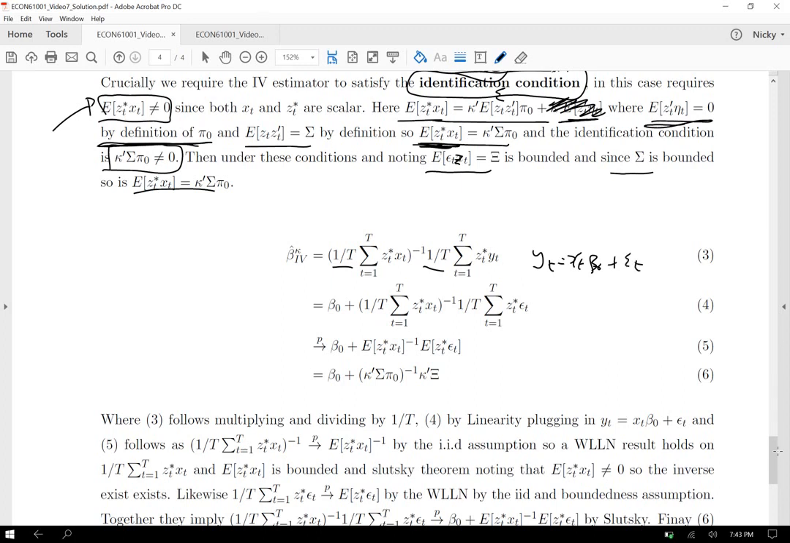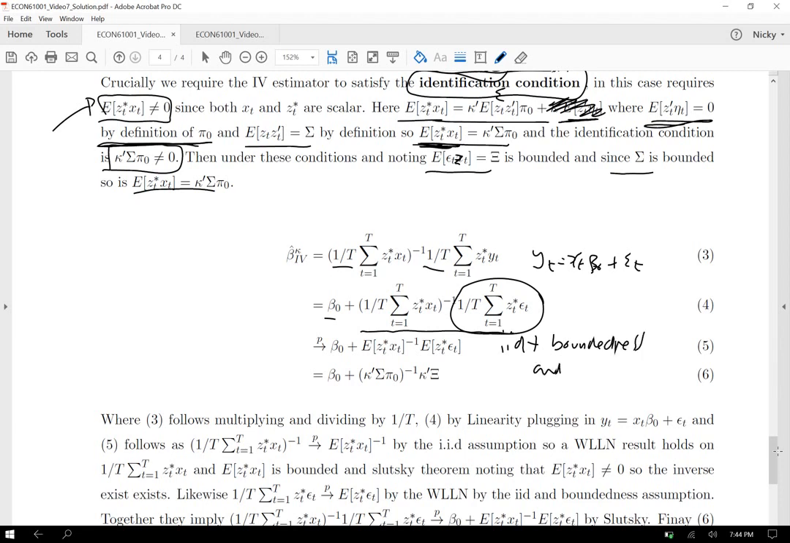We're going to get beta naught. So the first bit will cancel, because we're going to get xt. So the first bit will drop out, and we're left with this term here. And crucially, everything revolves on the properties of this here. Okay, so you keep seeing this again and again. This is going to be the crucial part.